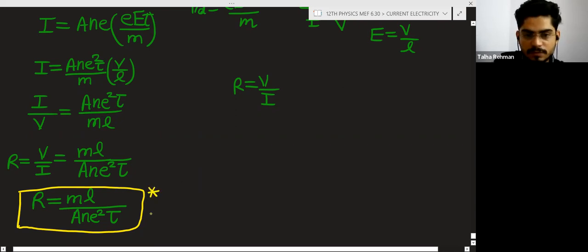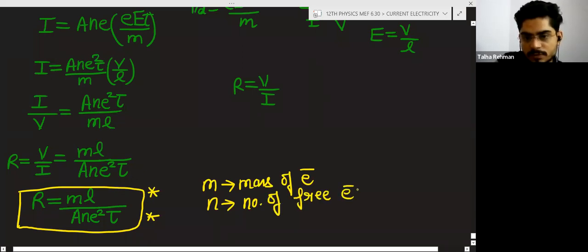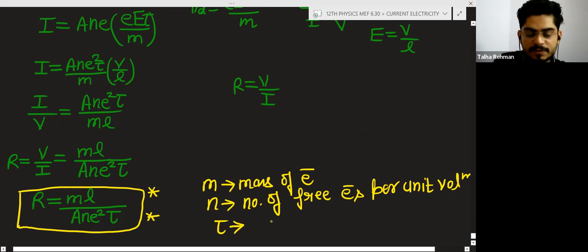So this is another form of resistance. I have already discussed the symbols. What is m, what is L, what is A, what is n: m is the mass of electron, and small n is the number of free electrons per unit volume of conductor, and tau is the relaxation time, or you can say average relaxation time.